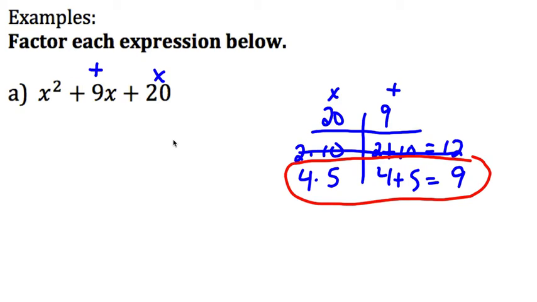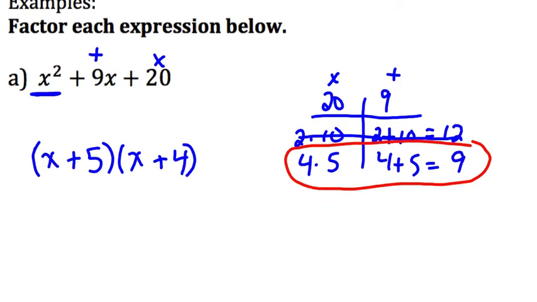Since the middle number is positive, that means both of your numbers have to be positive. So positive 5 and positive 4. So our answer, we put our two sets of parentheses, just like we did for the difference of two squares. We know that 5 times 4 gave us 20, and 5 plus 4 gave us 9, and they're both positive. So our first term here, remember we're trying to get an x squared, so that comes from x times x.